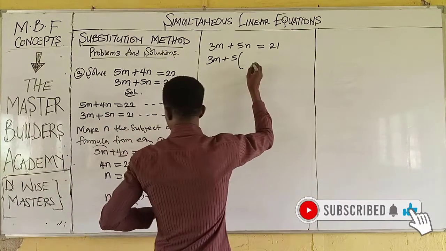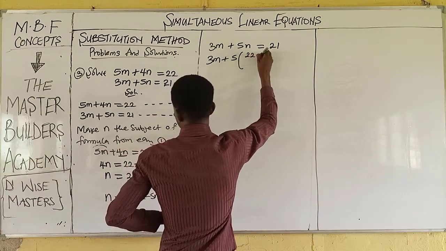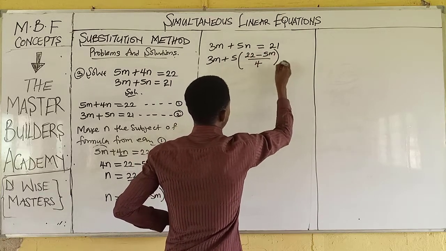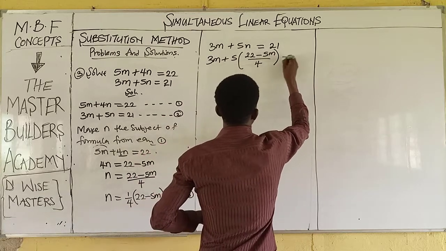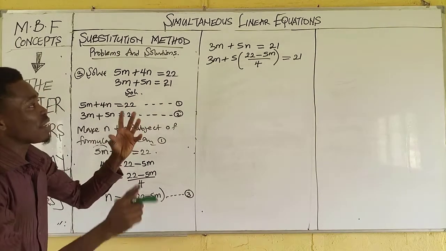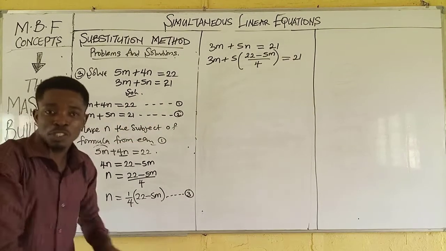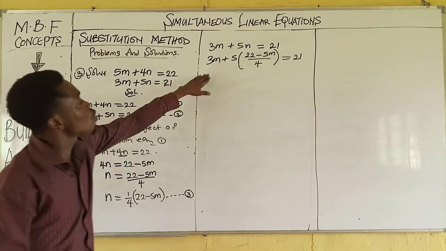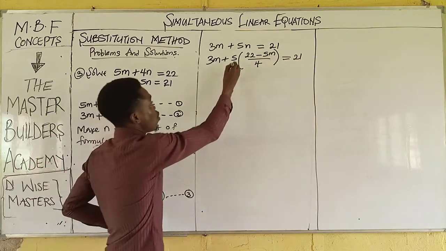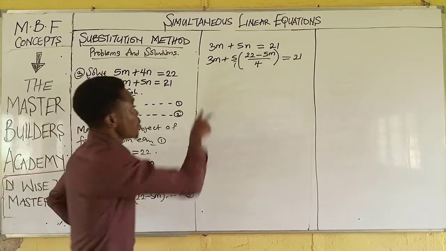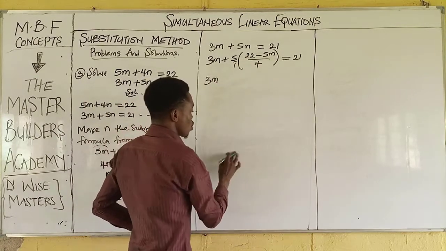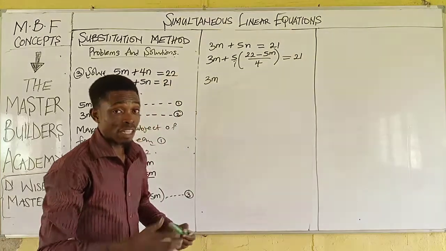So this will have given us 3m plus 5 times 22 minus 5m over 4. Let's prefer to put it this way now. Then equal to 21. So you see the fraction that we have here. We now have an equation with brackets and fraction. You see now? Now let's go. What do we do here? We need to first of all multiply out the numerator by 5, because this is like over 1. So the multiplication factor will have become 5. I have 3m, 5 times 22, guys. You can use your calculator to have that done.